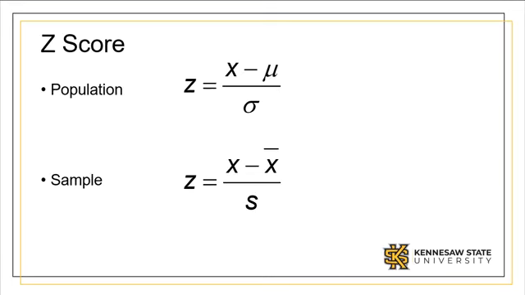For example, a data value with a z-score of 2.5 is considered to be 2.5 standard deviations above its mean. A z-score of negative 1.25 is 1.25 standard deviations below its mean.